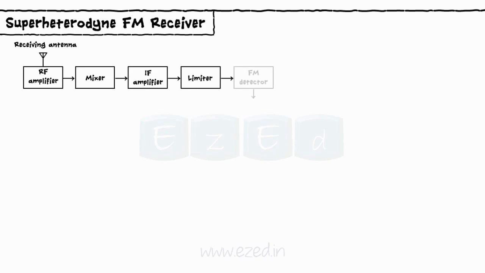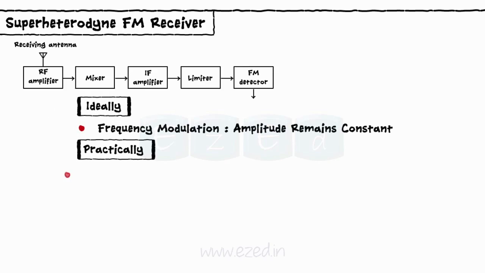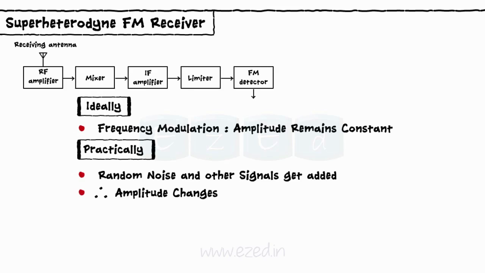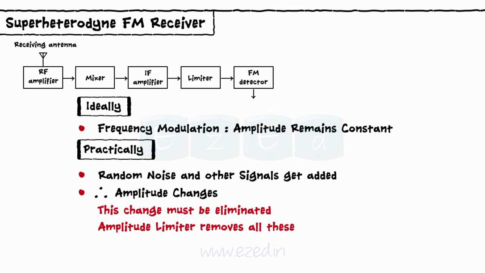Amplitude limiter stage. In FM, the amplitude of a modulated wave remains constant ideally, but practically, when the wave is transmitted, random noise and other unwanted signals get added to the modulated signal and its amplitude changes. These amplitude changes must be eliminated before the signal goes for demodulation to recover the original signal as it is. The amplitude limiter removes all these unwanted signals and hence it is always placed before the FM detector as shown.